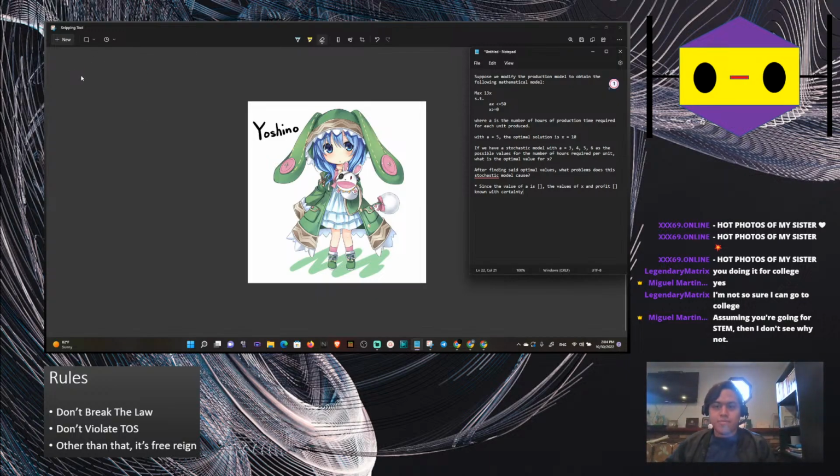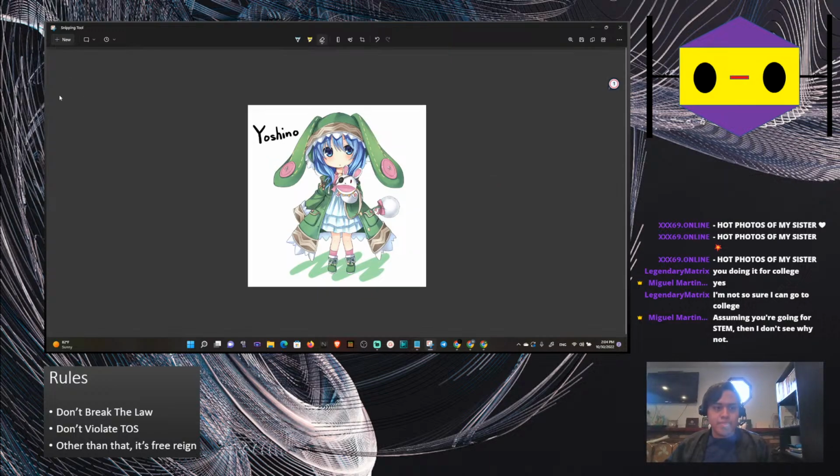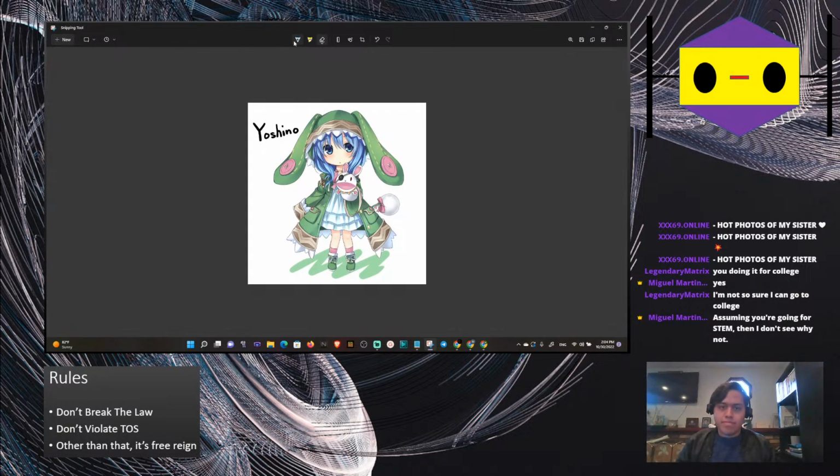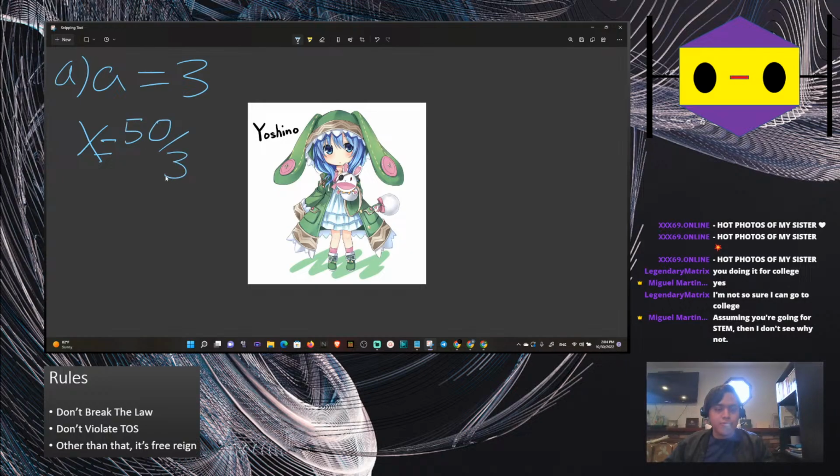So, suppose we modify the volume. It's going to ask A. And that is equal to 3. So A is at A equals 3. So we know that X will equal 50 over 3.